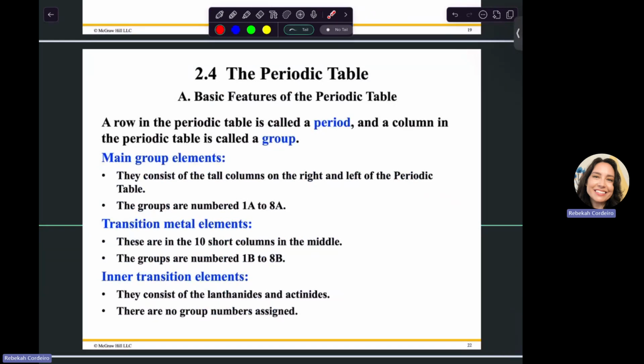The periodic table is divided into groups, which are columns, and periods, which are the rows. Main group elements are the tall columns. We number them 1A to 8A, or 1 through 8, or 1, 2, and then 13, 14, 15, 16, 17, 18. It depends on what you're looking at, whether your periodic table uses A's and B's or just goes straight across. And there are 10 short columns in the middle. We call those the transition metal elements. And then the inner transition elements are that little pop-out group. There are no group numbers assigned to that.